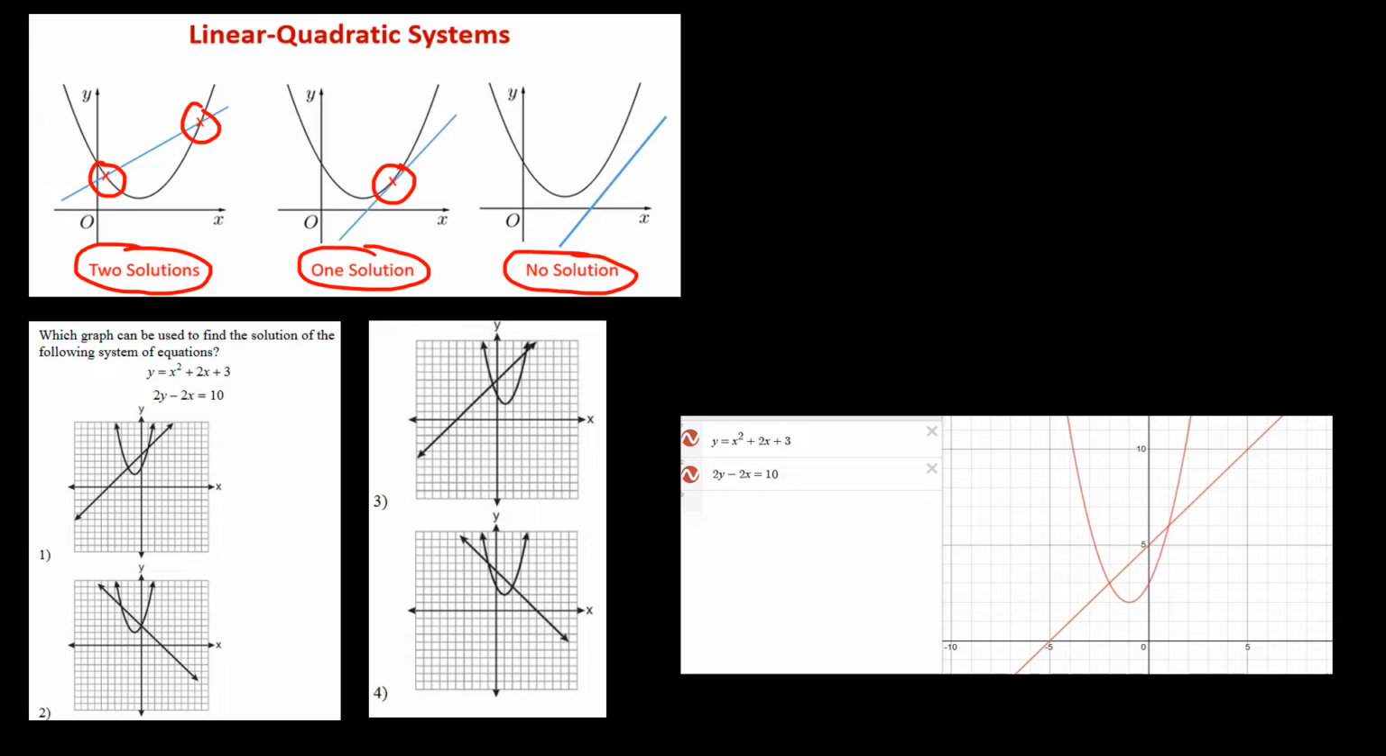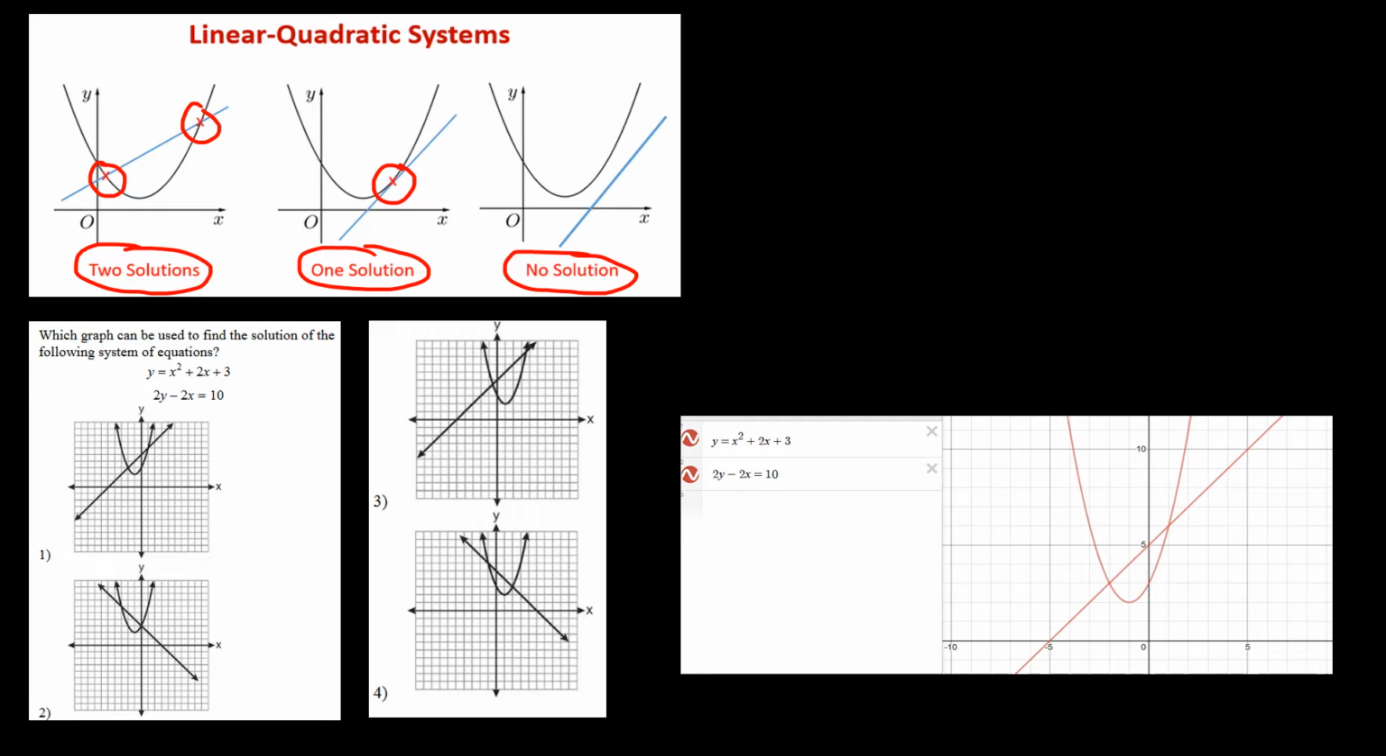Okay, so the question says, which graph can be used to find the solution of the following system of equations. And so there's two ways of doing this. We can do it by hand, where we set the two equations equal to each other and solve for x. But we just don't have that luxury. You're going to be having a timed test. It's going to be very quick.